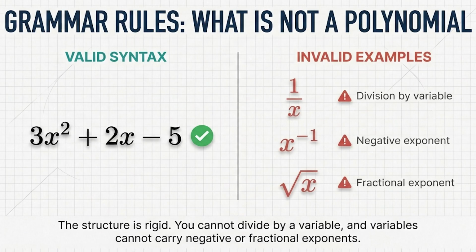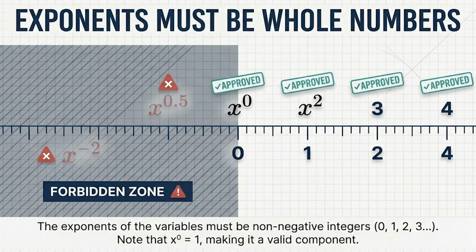But this language has strict rules. No dividing by variables, no fractional or negative exponents. In the world of polynomials, exponents must be whole numbers: 0, 1, 2, 3, and so on. If an exponent breaks this rule, the expression loses its title as a polynomial.